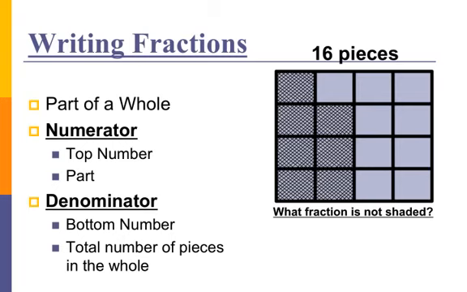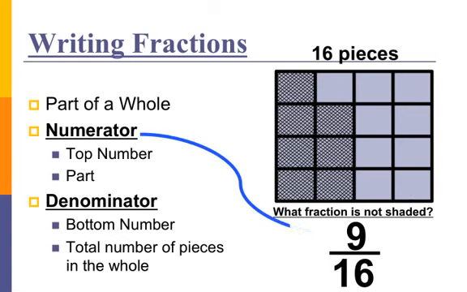How about what fraction is not shaded? Well, I've got 1, 2, 3, 4, 5, 6, 7, 8, 9. 9 boxes that are not shaded. So what fraction would that be? 9/16. 9 is my numerator, and 16 is my denominator. 9 is my numerator because it tells me the part that I'm talking about. I'm talking about the fraction that is not shaded. Since there are 9 boxes that are not shaded, that's my numerator. And I have 16 boxes total in the whole. Therefore, my denominator is 16.